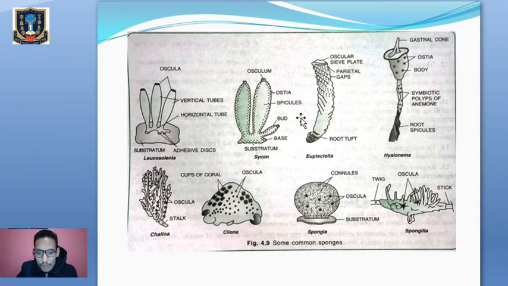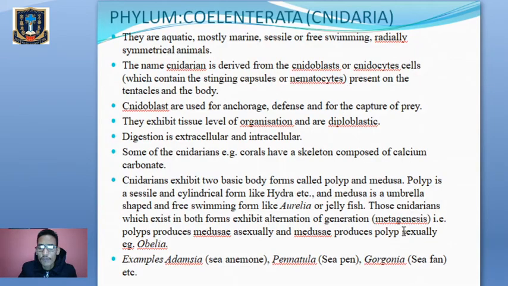So we have got a few examples over here like Leucosolenia, Clathrina, then Spongia, then Spongilla. These are a few examples of the phylum Porifera. Now let us go to the next phylum, that is phylum Coelenterata or the phylum Cnidaria.